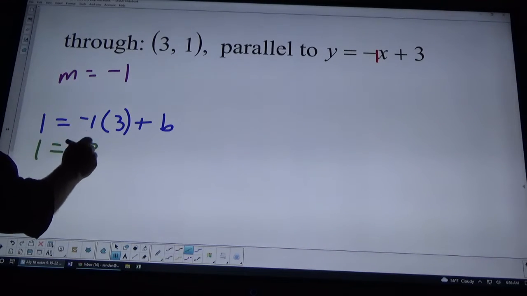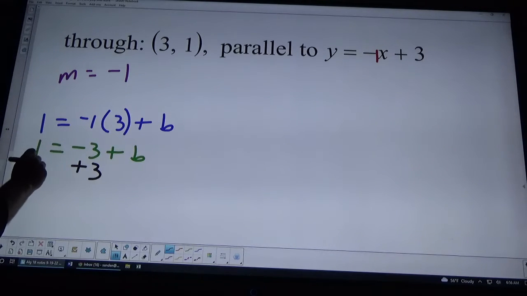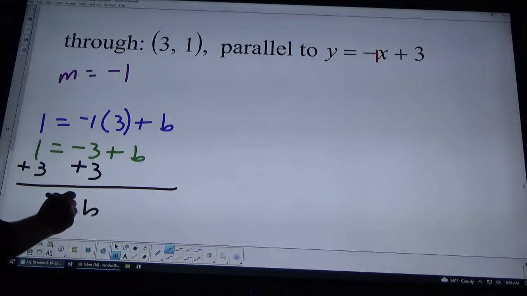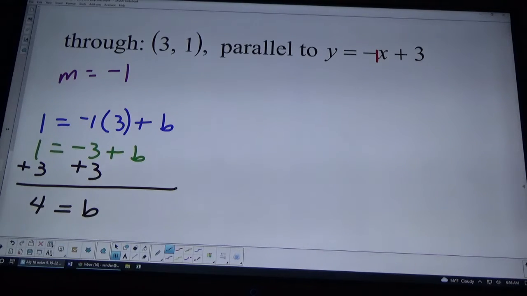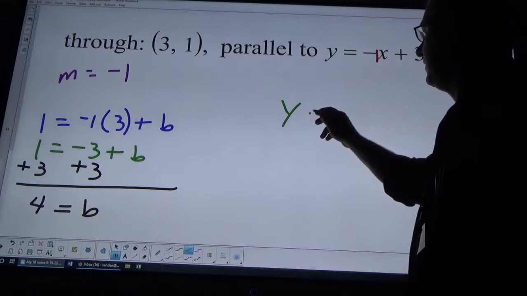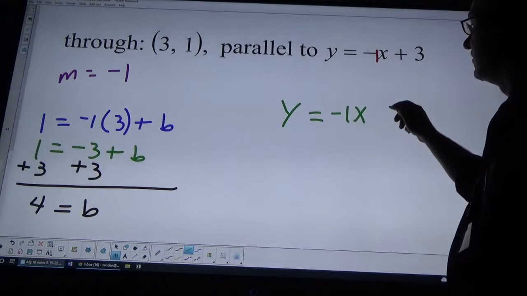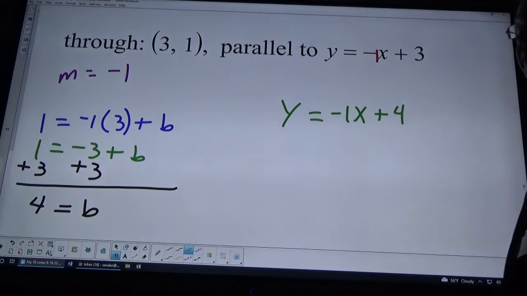-1 times 3, -3. Add 3 to both sides. B is 4. And now I can say y equals negative 1x, or negative x, plus 4, and there's your equation.